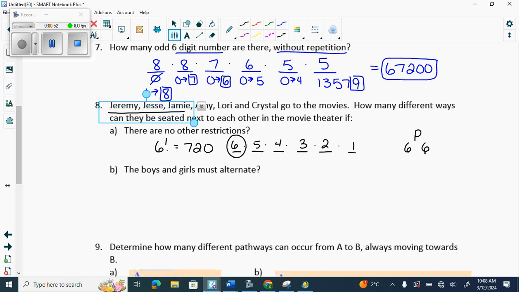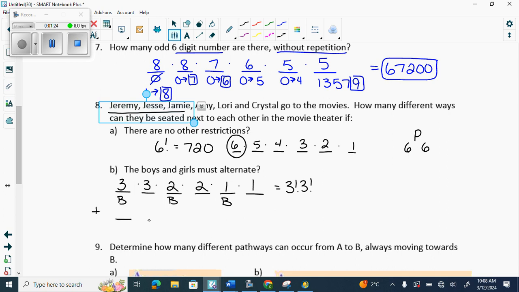The boys and girls must alternate. Does it say I have to start with a boy and end with a girl, or start with a girl and end with a boy, or anything like that? No, so there's going to be 2 cases when you have an even amount. We can start with all the boys: 3, 2, 1 for boys, then 3, 2, 1 for girls. Please make sure that you see the multiplication dots, which is the same as 3 factorial, 3 factorial. We agree? 3, 2, 1, 3, 2, 1.